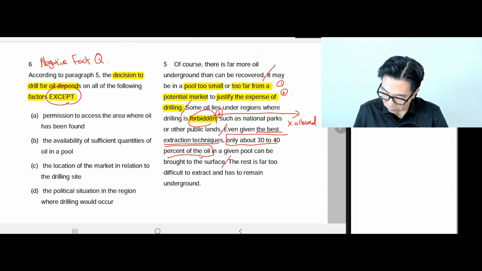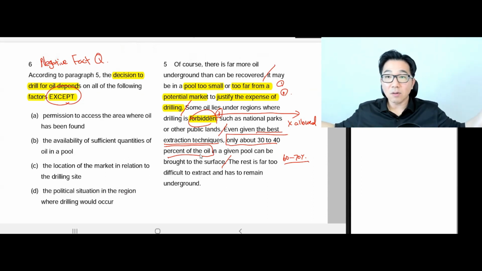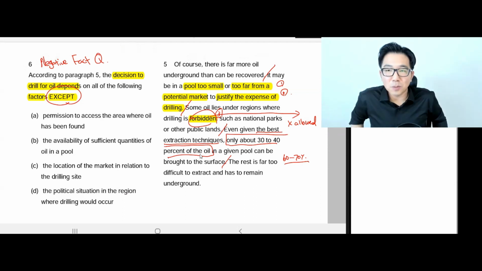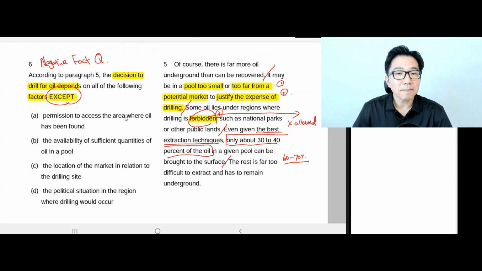The rest is too difficult to extract. So 60 to 70% is too difficult to extract and has to remain on the ground. I see, I didn't know that. Maybe it's too deep, or it's just too hard and costs too much money. So even in those oil pools that we recover from, we're only getting 30 to 40%. Okay, so these are the three I think: if the oil pool is too small, if it's too far from the market, and if it's not allowed.